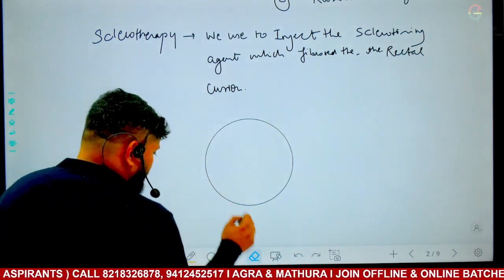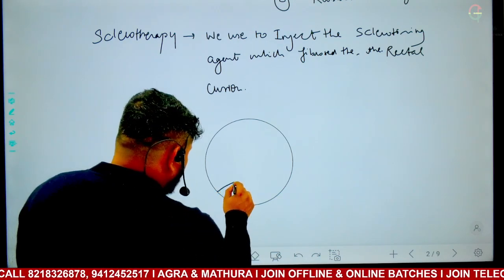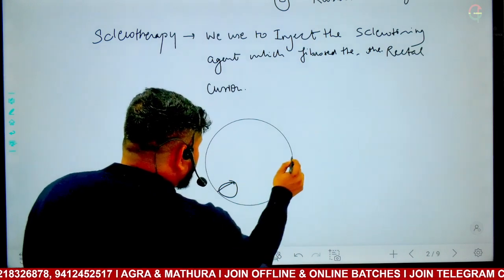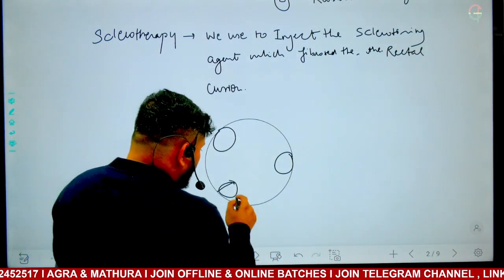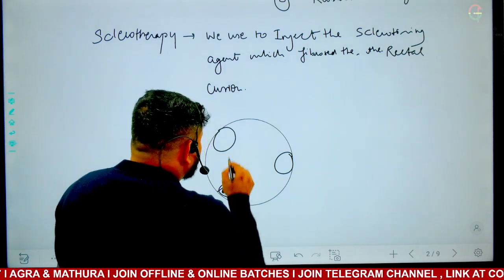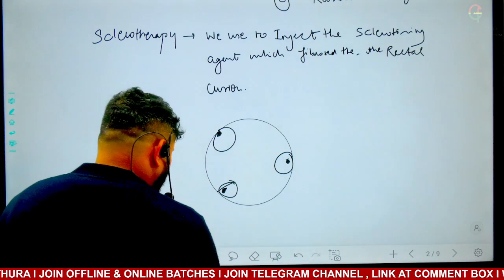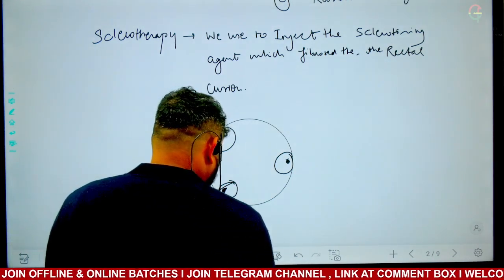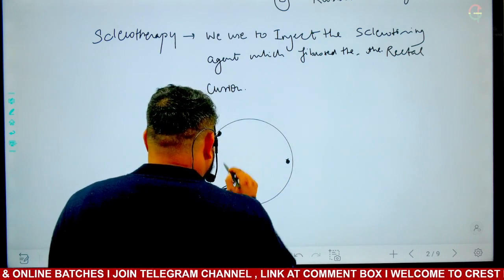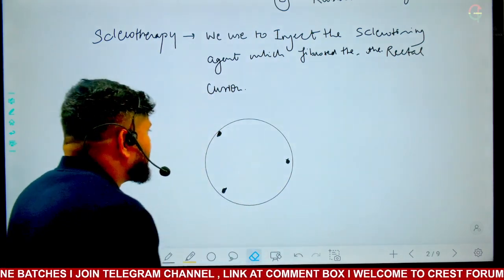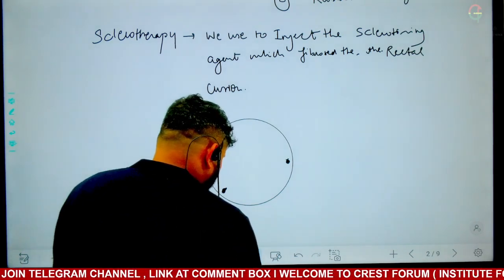The size will get reduced at 3, 7 and 11 o'clock. Due to fibrosis their size will get reduced like this, and it will stop bleeding.